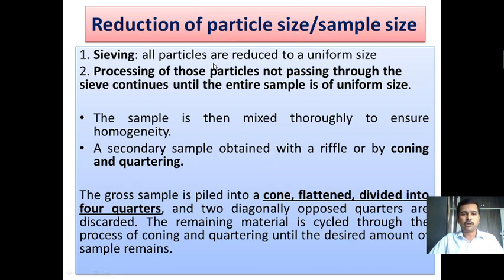First you have to separate large particulates from the small particulates by sieving. Then large particulates must be crushed in order to convert them into small particulates, so that the small particulates are of a size that can pass through the sieve. Now you have got a homogeneous sample, and this homogeneous primary sample has to be converted into a secondary sample by means of a riffle or by subjecting it to coning and quartering.